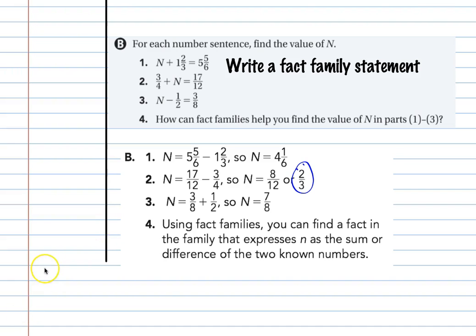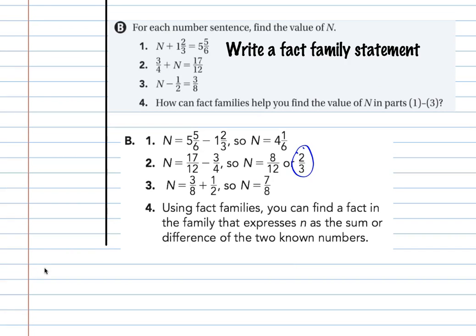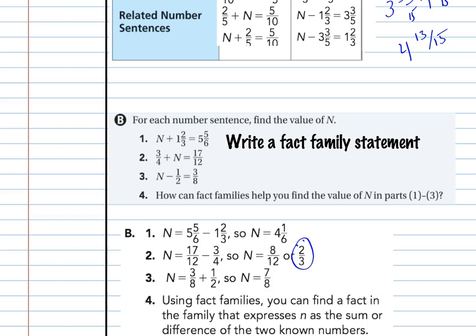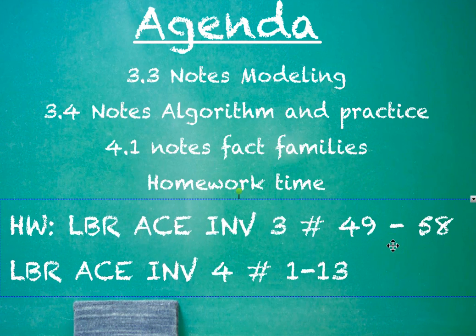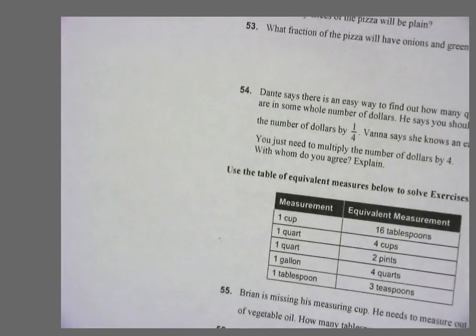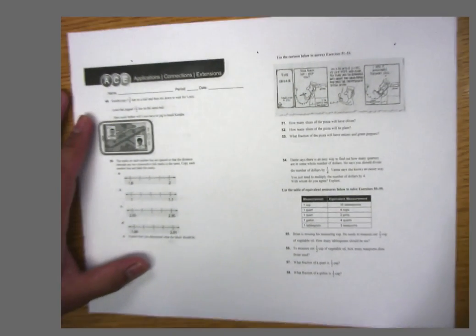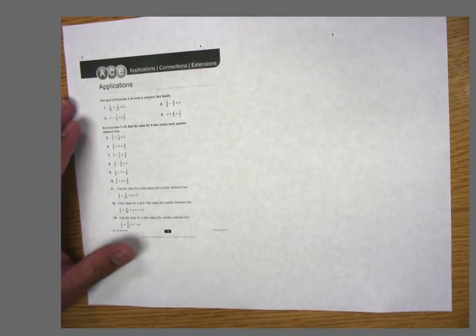Okay, your homework, you have a copy of that as well. You saw it on the first page, but this is what it looks like. On the very first page, it says ACE 3, Investigation 3, 49 to 58, and Let's Be Rational, Investigation 4, 1 through 13. It's this sheet here, front, and then there's the back.